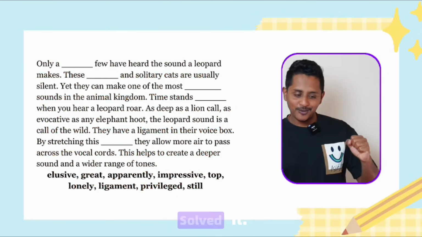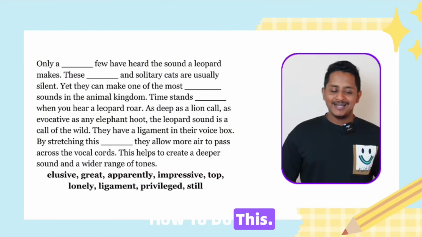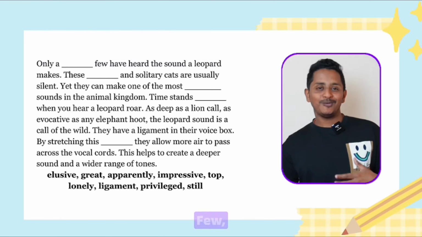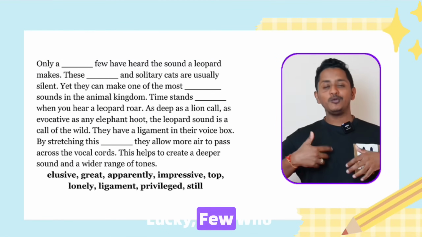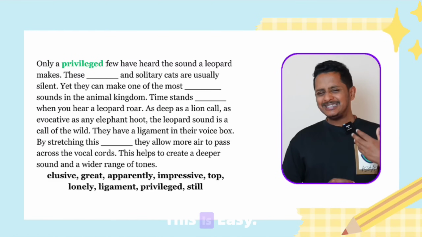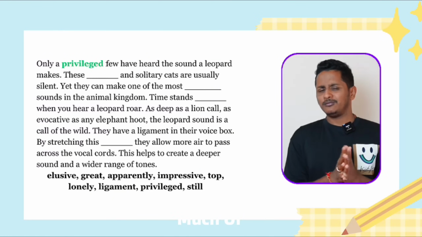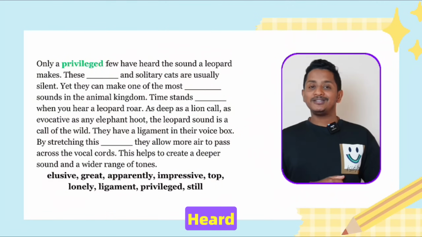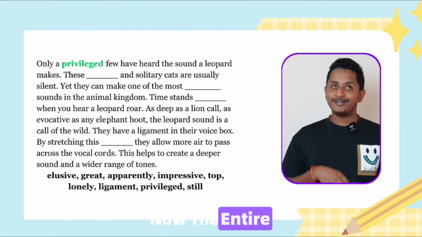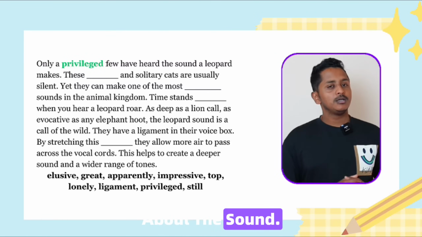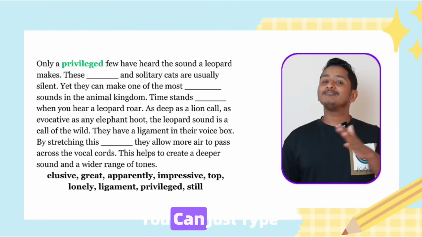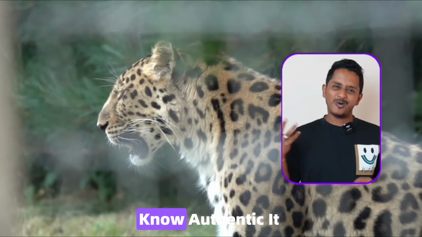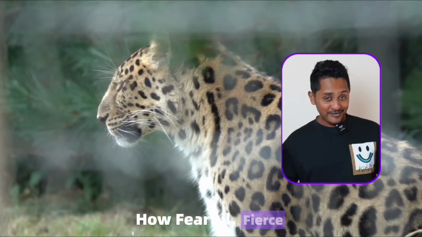Alright, I really hope you have solved it. Let's understand how to do this. Only a dash few, only a privileged few, who are lucky, few who are privileged. This is easy. We don't need much of the strategies here. Only a privileged few have heard the sound a leopard makes. Now the entire thing is talking about the sound. Maybe at a later point of time you can just type in on YouTube the leopard grunting. You will get to know how authentic it is, how fierce it is.